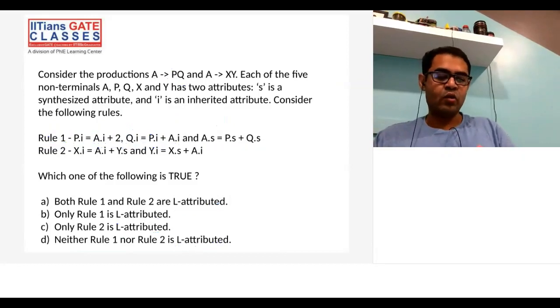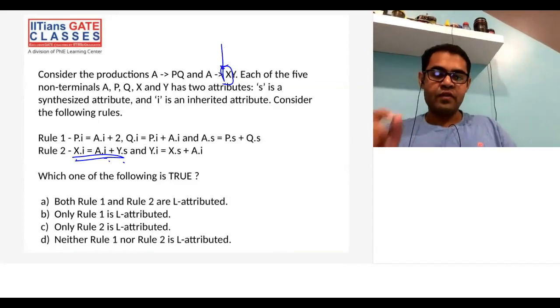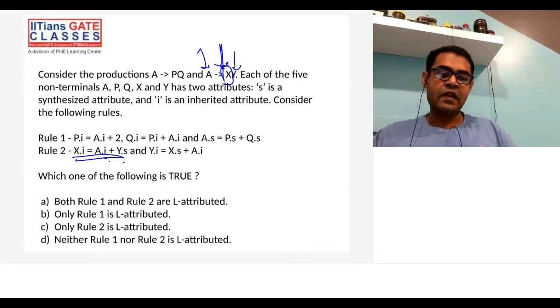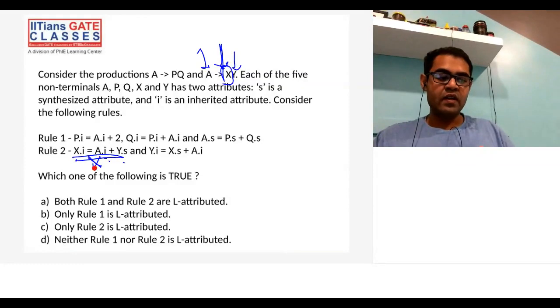So let's see now rule 2. Rule 2 says X dot I is equal to A dot I plus Y dot S. You see X dot I is here and you're taking the value of the parent as well as the right sibling. You remember that right sibling value is not allowed. So this statement is not correct.